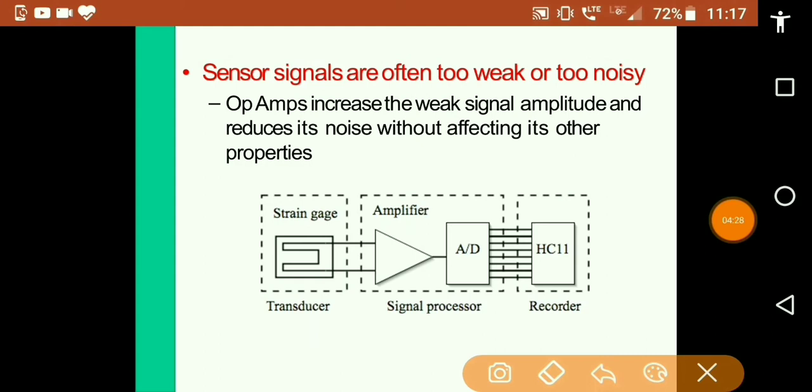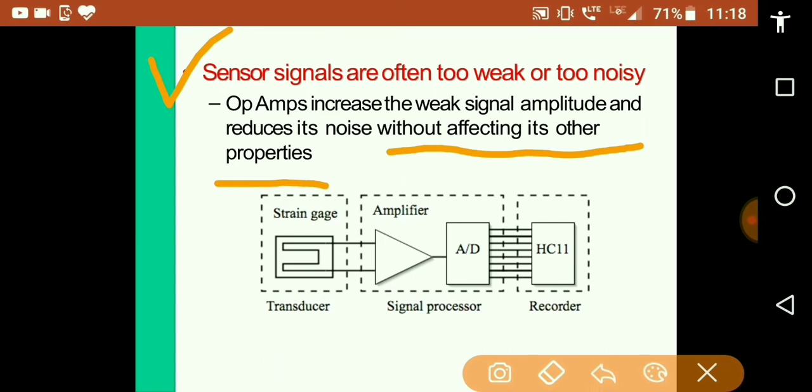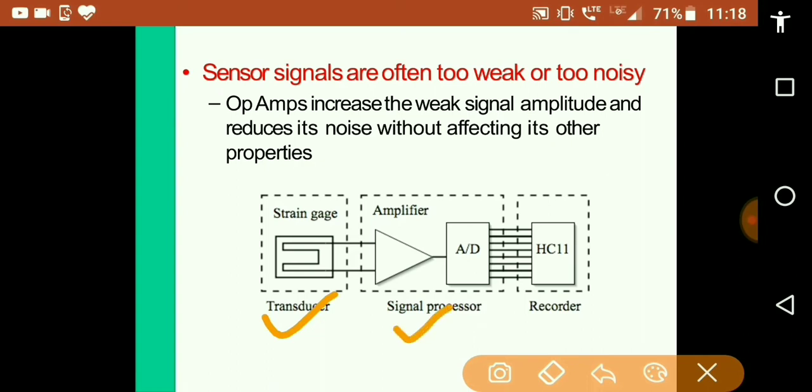So what is the application of operational amplifier? Sensor signals are often too weak or too noisy. So operational amplifier increases the weak signal amplitude and reduces its noise without affecting its other property. This is the block diagram. This is a transducer. This is a signal processor where one operational amplifier and another analog to digital converter are used, and this is the HC11, this is the recorder. So this is the one application of operational amplifier.